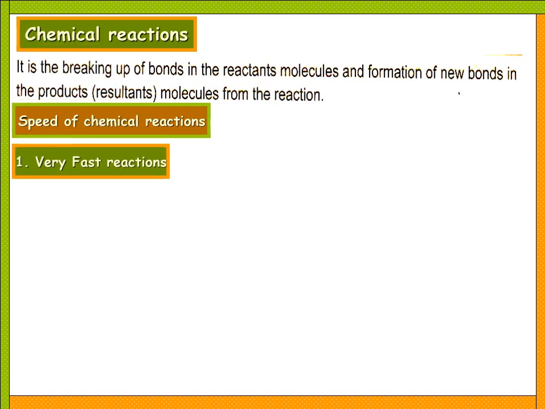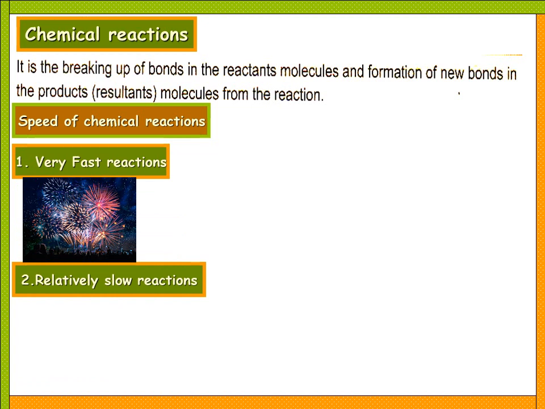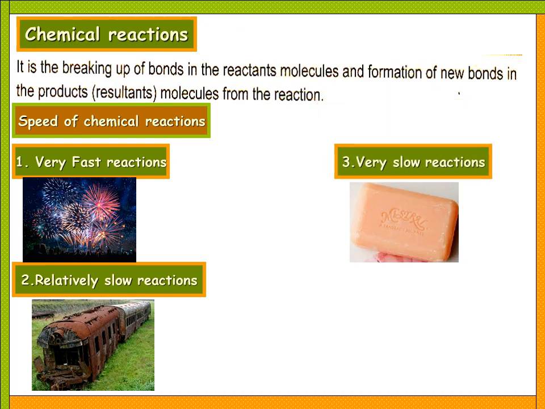Speed of chemical reaction: we will first discuss the kinds of reactions depending on the time they take. We have very fast reactions, like fires or the fireworks that we make in the feast. Another kind is relatively slow reactions, like rust of iron, which is oxidation and takes a long time. The third is very slow reactions that depend on the presence of temperature, like adding oil to sodium hydroxide to form soap.